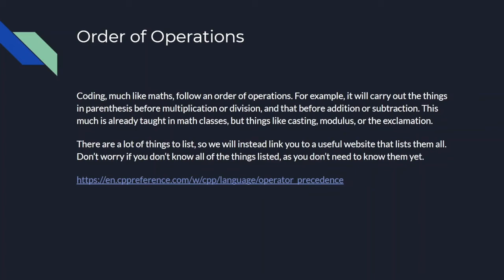There are a lot of things to list, so we'll just instead link you to a website that states them all. You can Google C order of operations and click on the link to find a website that shows them all in order. Sometimes it goes from left to right, sometimes it goes from right to left. You'll have to find that out.